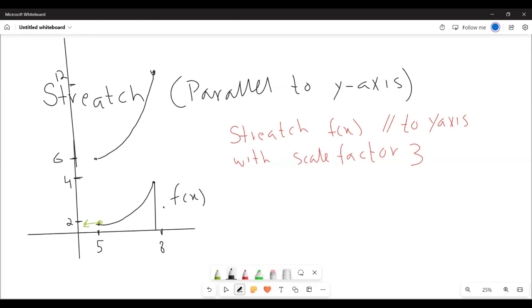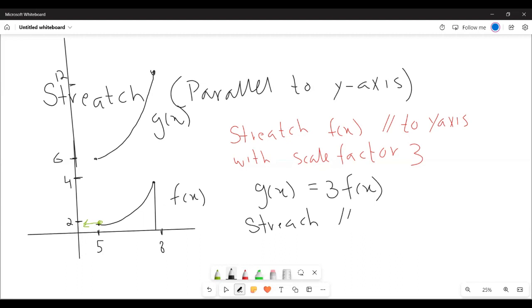This graph is stretched parallel to the y-axis with scale factor 3, calling that g(x). So g(x) is actually 3 times f(x), which means it's stretched parallel to the y-axis with scale factor 3. In fact, I've already written that over here.